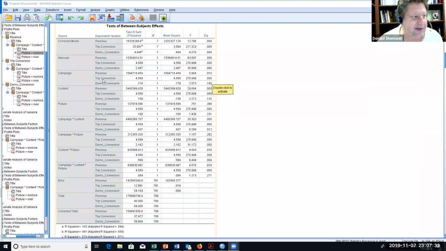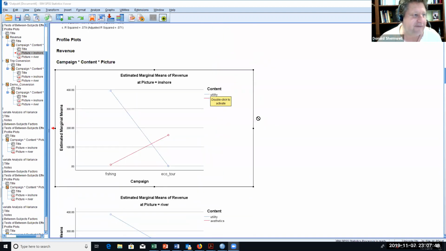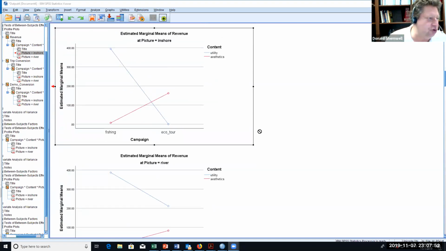Let's look at the effect of campaign on trip conversion, because that's really strong. And let's look at the effect of content on revenue. So first, because that's our first grasp of revenue, let's look at the effect of content on revenue. What that's basically asking you is: is the blue line higher than the red line?